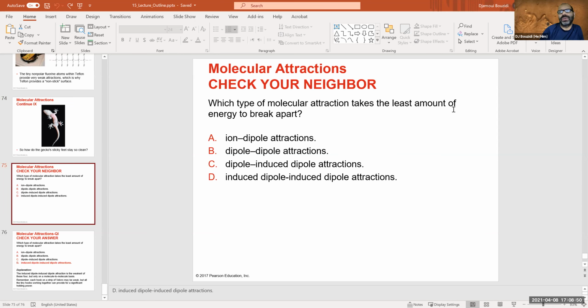Which of these molecular attractions takes the least amount of energy to break? Obviously, the correct answer is the induced dipole attractions, okay?